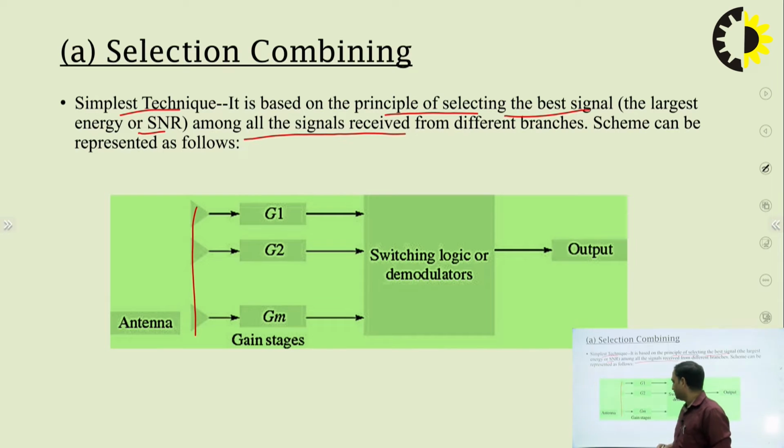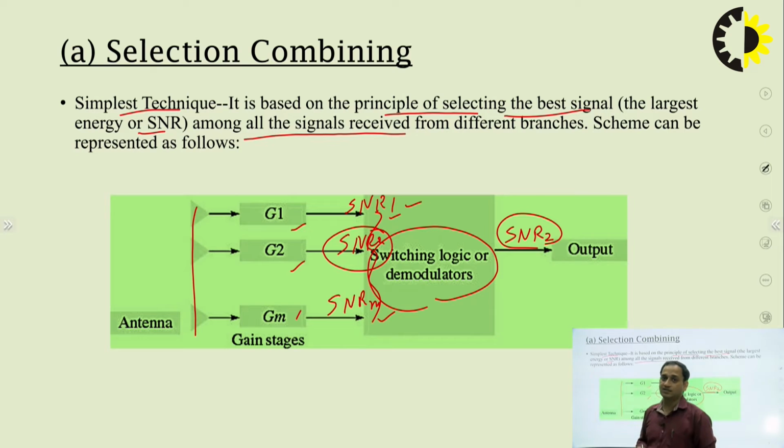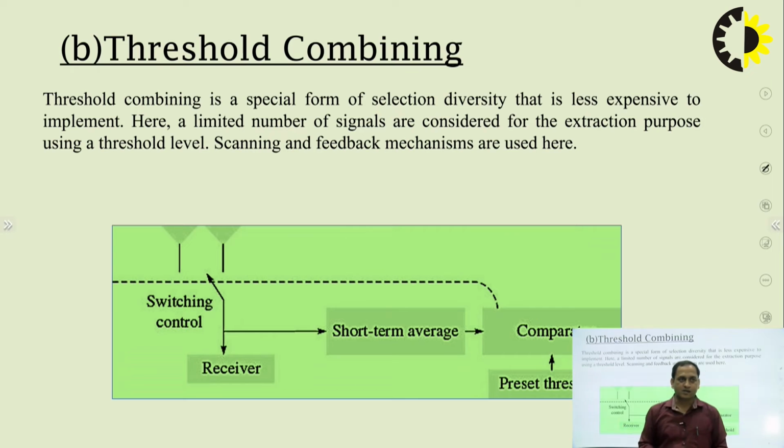These are the antennas which receive the signals, and they have different gains. At the switching logic and demodulator, we select the best of these. Suppose this is SNR1, this is SNR2, up to SNRM; these are multiple copies of the same signal. If SNR2 has a larger value compared to SNR1 and SNRM, then the output coming here is the SNR2 value, the best SNR value of the signal. This signal will be demodulated, decoded, passed through the threshold, and received.